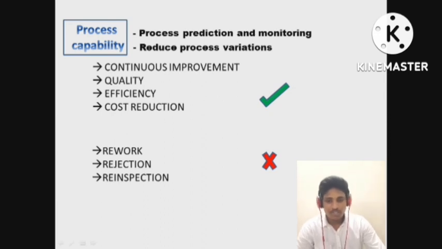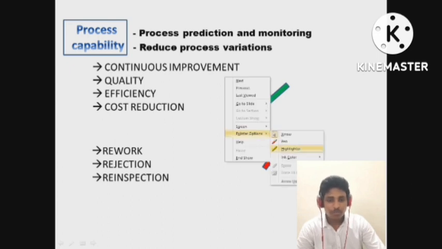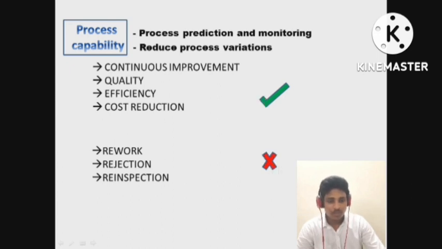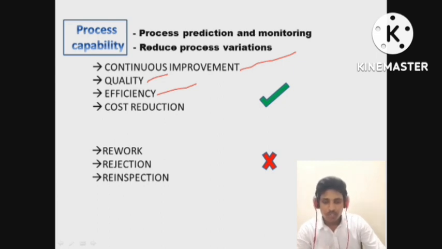Process capability is a statistical tool which is used for process prediction and monitoring. By using process capability, we can reduce the process variations. If we follow the process capability, there will be continuous improvement. There will be improvement in the quality and in the efficiency. So there will be no loss because the quality is improved. There will be no rejection. So there is cost reduction.